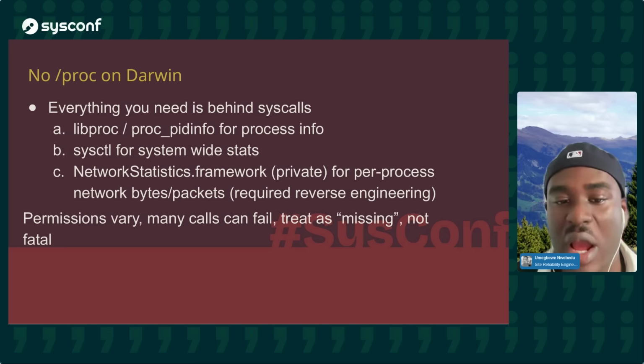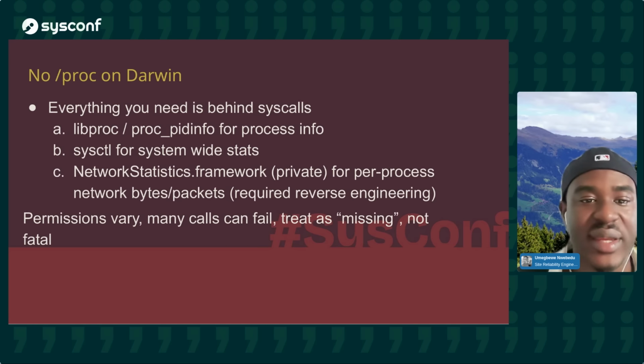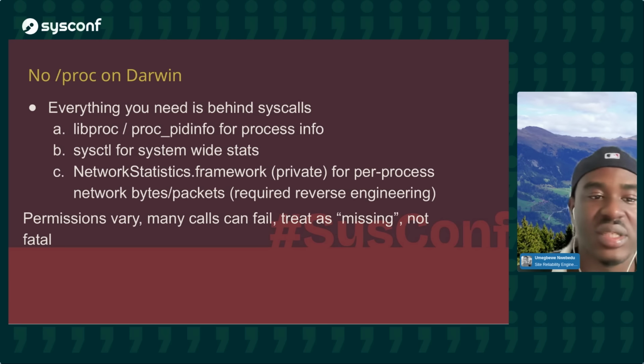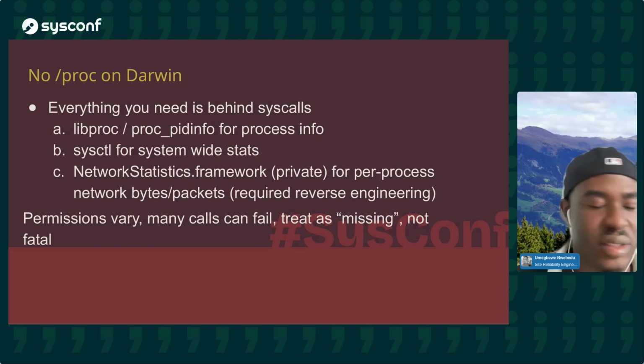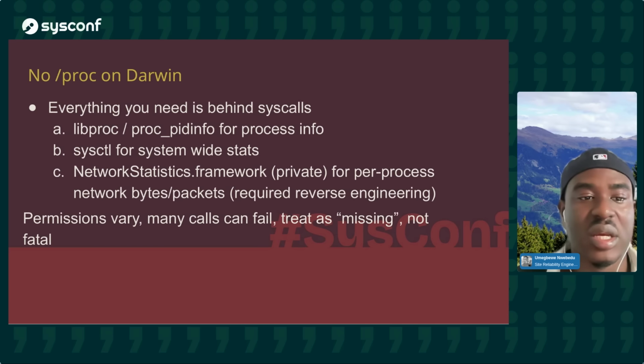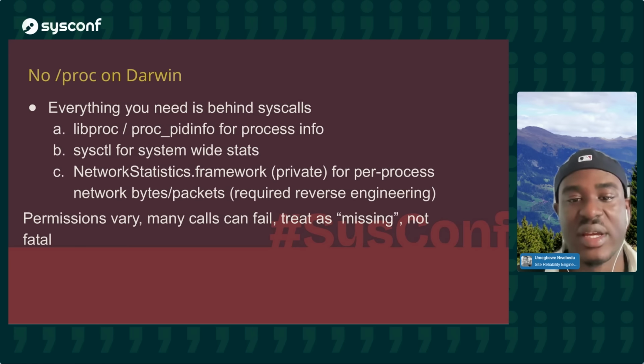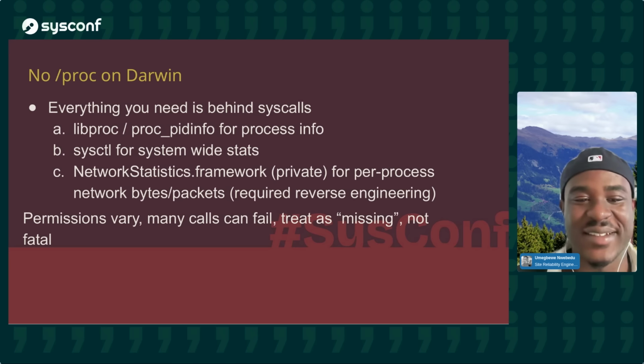In macOS, you have to basically use system calls to get all of that data. First, you could use libproc or proc_pidinfo to get process info. Yeah, that is a really good API for that. For system-wide stats, like the total number of processes running on this machine, you could get that with sysctl. And for networking stats, that could be gotten with the network statistics API. So we'll get to this later, but it required me to do some reverse engineering.